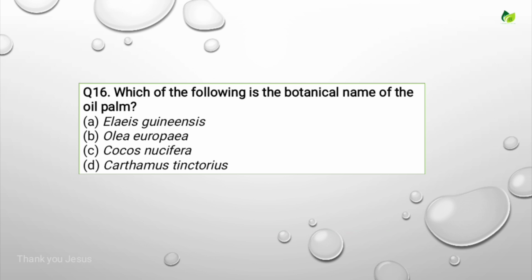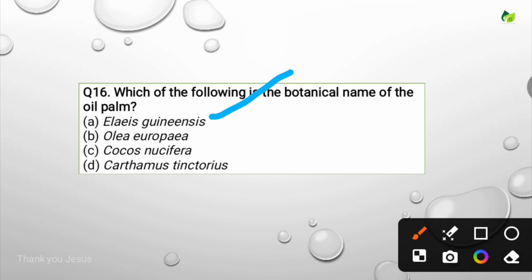Which of the following is the botanical name of the oil palm? Options are Elaeis guineensis, Olea europaea, Cocos nucifera, Carthamus tinctorius. So for this the correct answer is the first one, Elaeis guineensis, which is oil palm. Okay, which is used for oil production. Let's see the next question.